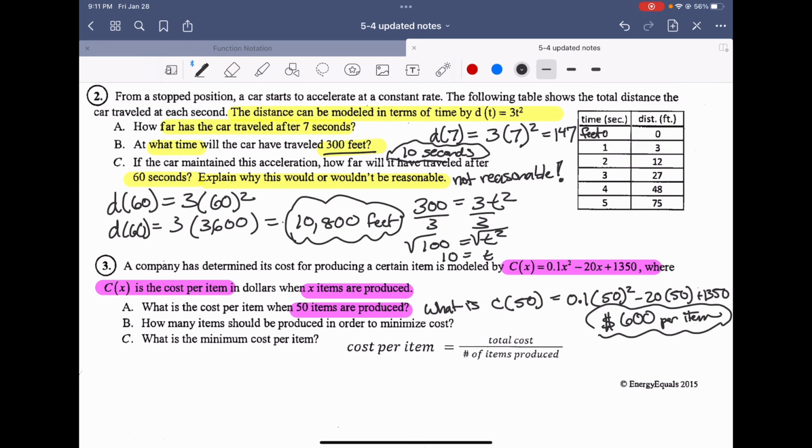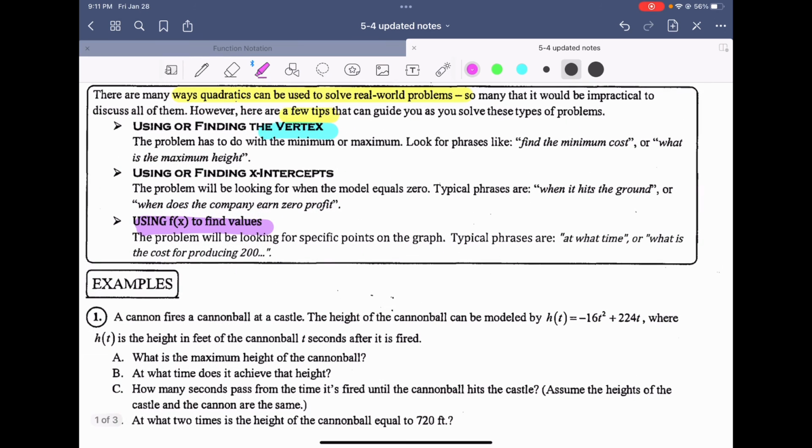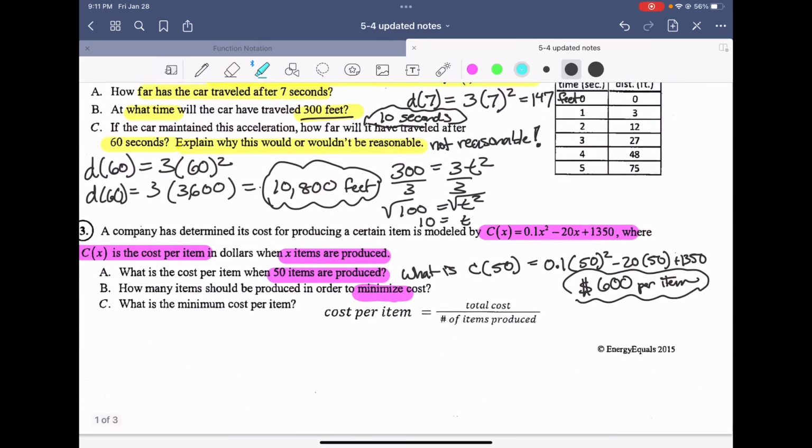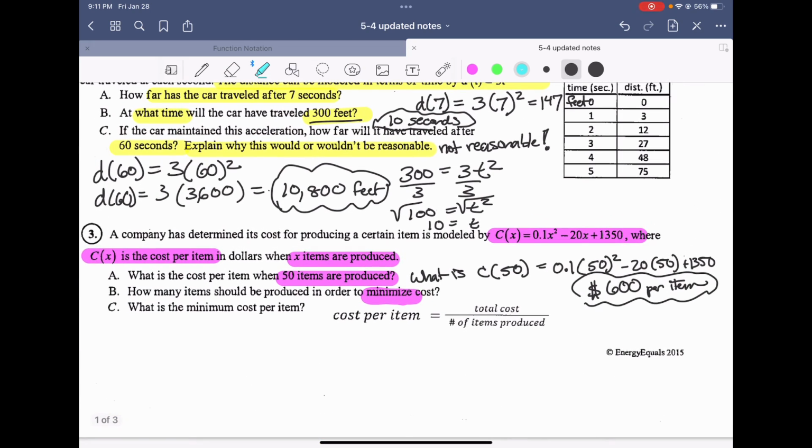How many items should be produced in order to minimize cost? So there's a keyword here. I hope you guys found it: minimize. So when we see the word minimize, what are we thinking? What word should stand out to us? Hopefully you remember that that is going to be the word vertex. Minimum cost, we want to look for the vertex. So we want to find the vertex of this parabola.